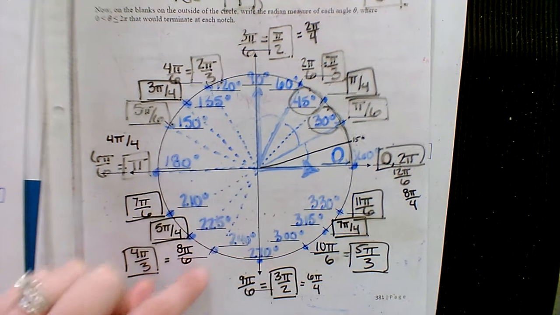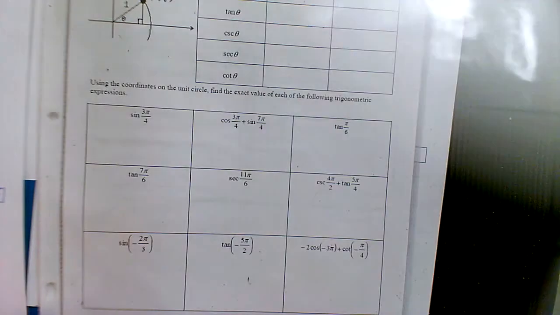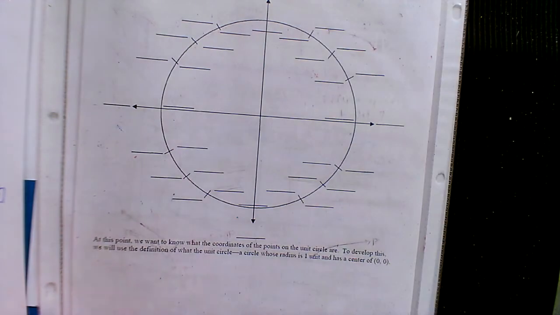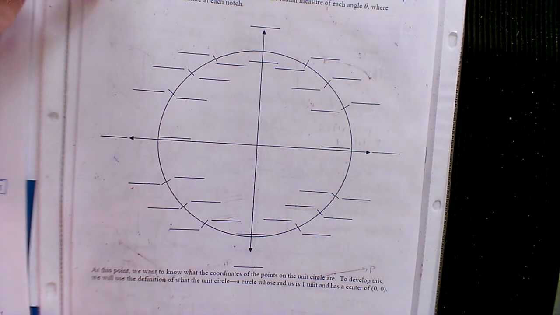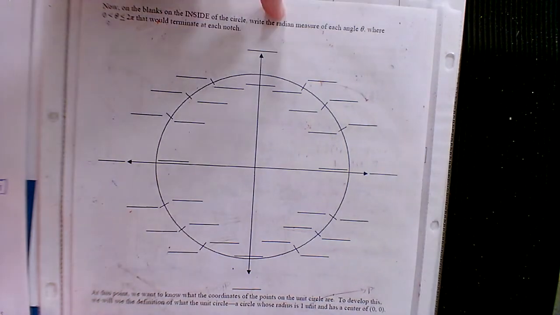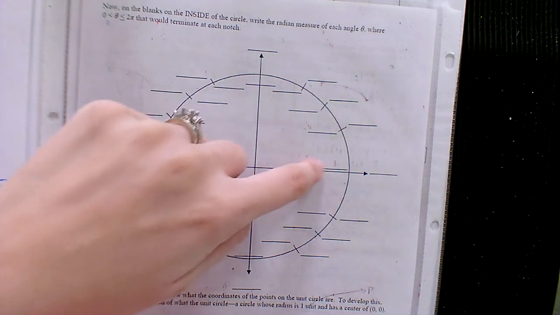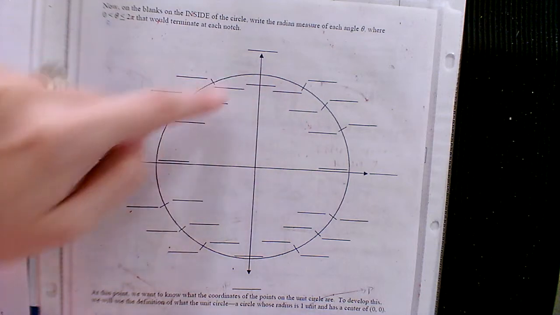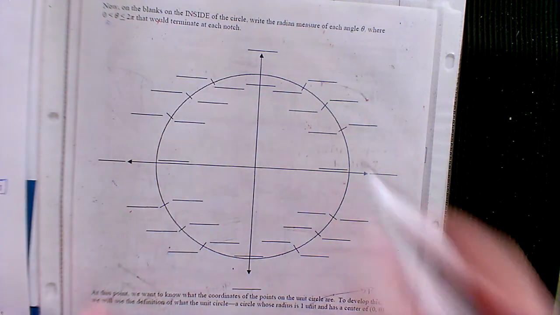Okay, we're going to keep adding to this. I know it's kind of busy right now on the front page, but we're going to start to write some other pieces of information on the unit circle as well. Okay, so what we're going to do is on the blanks on the inside of this next unit circle, we're going to write the radian measure. So we already did that on the front. You may have to flip back and forth, but now on the insides, I want you to write the radian values. On the previous one, those were the degrees.